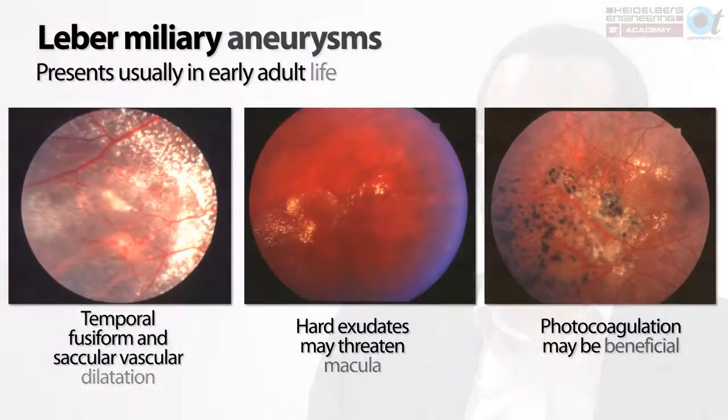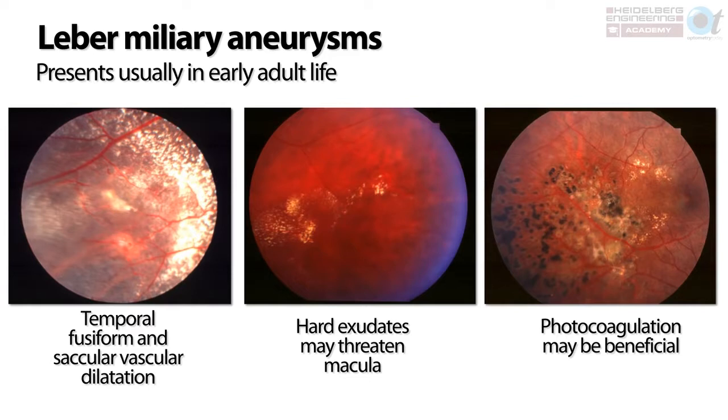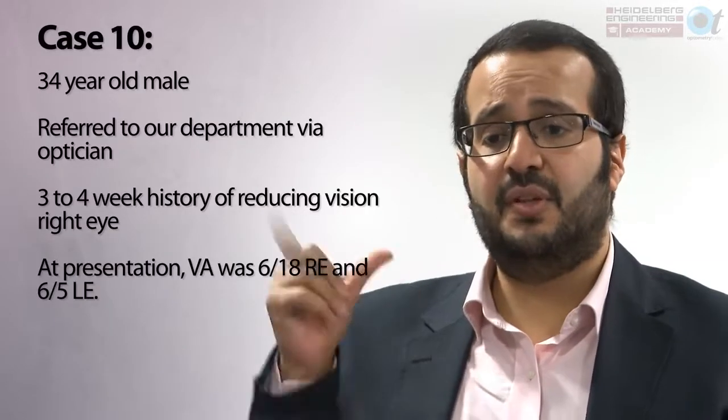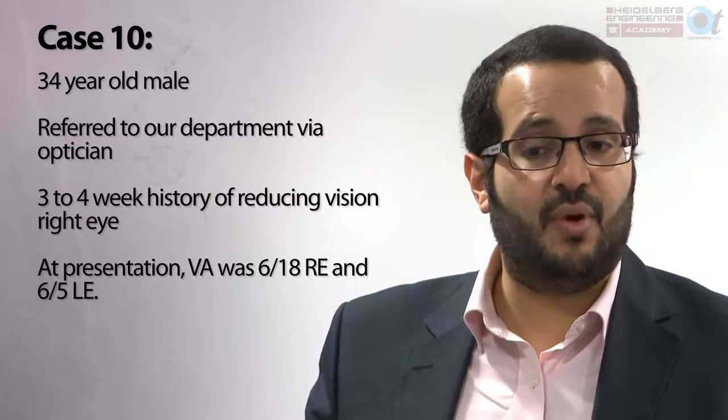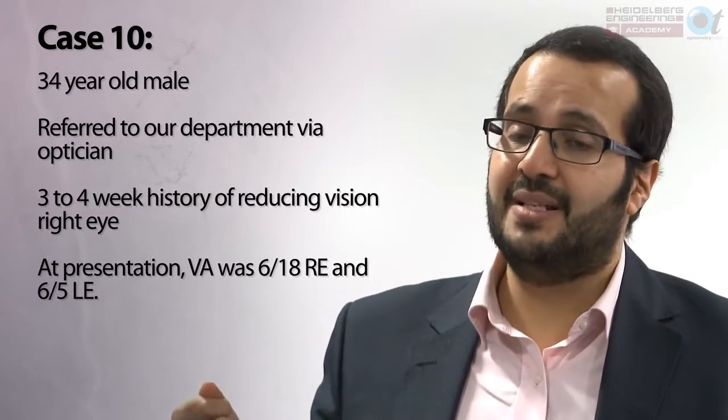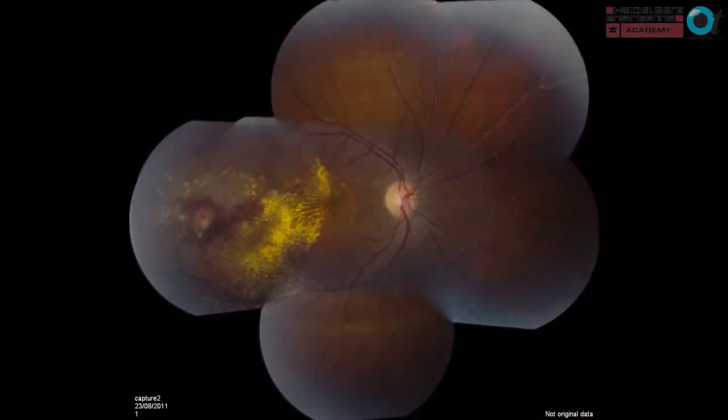And lastly, somebody with late onset Coats. Again, this patient was seen by an optician in the high street who actually made the diagnosis. We often see these temporal fusiform and saccular vascular dilatations or hard exudates in the peripheral retina. We think it's congenital. It tends to affect one eye. And this is a 34-year-old gentleman referred to me by an optician with a 3 to 4 week history of reducing vision in the right eye. At presentation, his vision was 6/80 in the right eye, 6/5 in the left eye. And this was his color fundus photograph showing macular edema with macular exudation and this vasoproliferative tumor just in the temporal fundus.